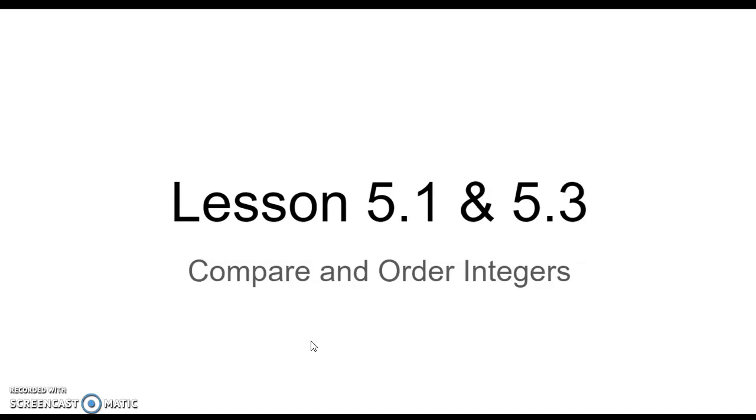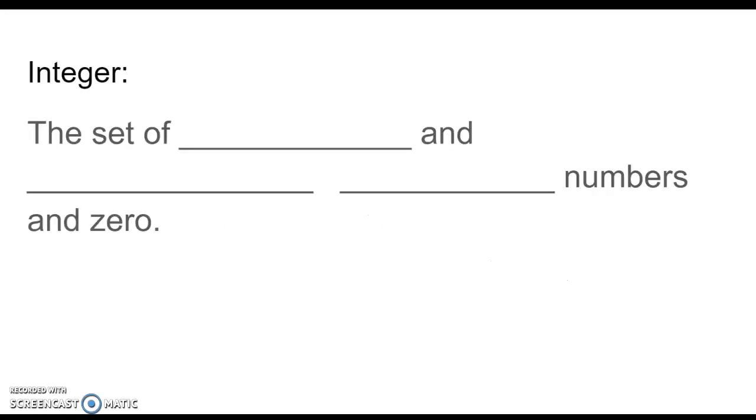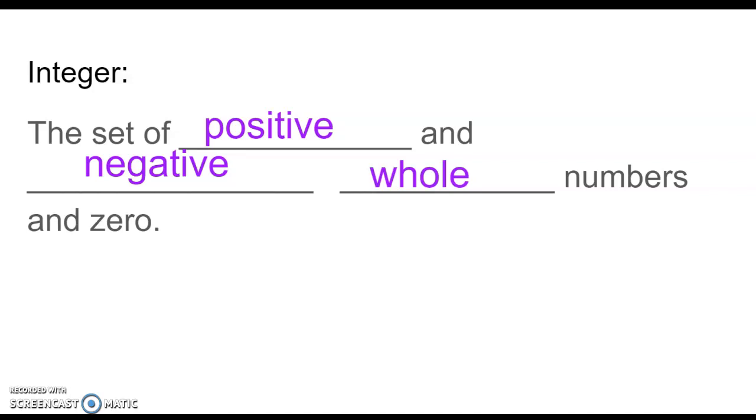So this is lesson 5.1 and 5.3. Compare and order integers. So our first question, some of you guys might have, is what is an integer? It's kind of a fancy way of saying it's a set of positive and negative whole numbers and zero. So it's a fancy way of saying positive and negative whole numbers and the number zero.